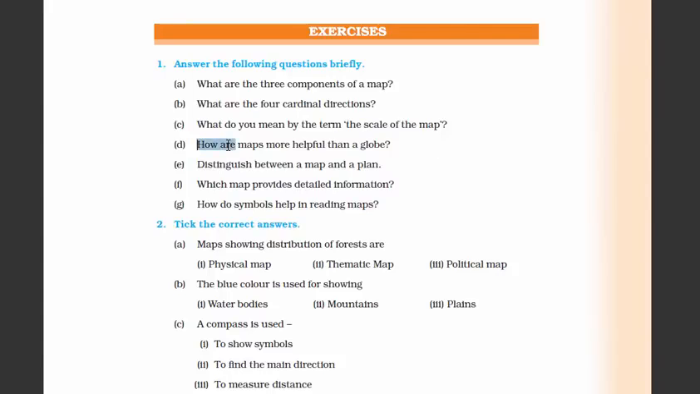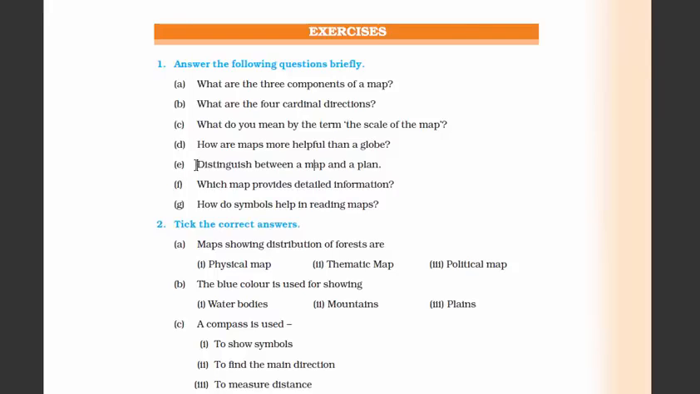Fourth question, how are maps more helpful than a globe? So you can answer this by saying maps help us in finding distance, direction, and by looking at symbols we can identify a particular place, whereas a globe gives a holistic, a much zoomed out version of the entire world, and it is very difficult to pinpoint small places.